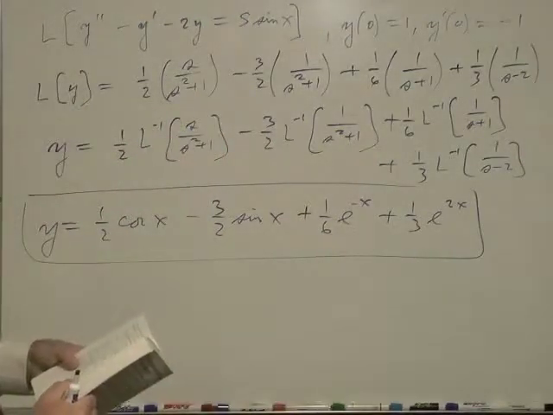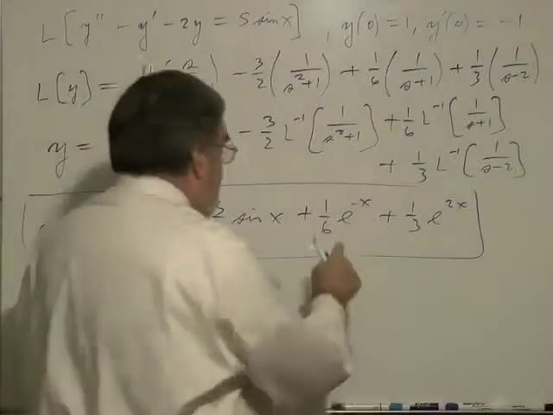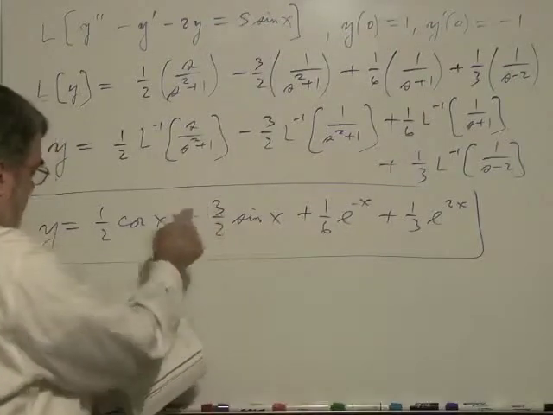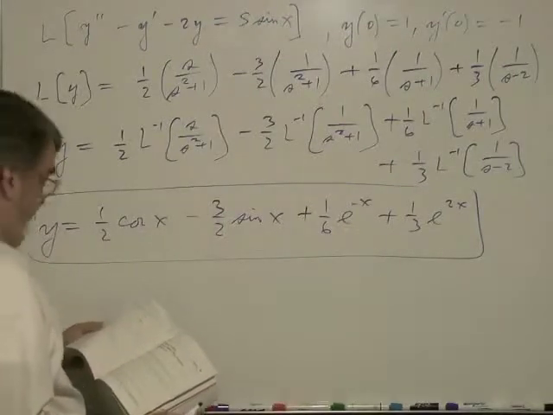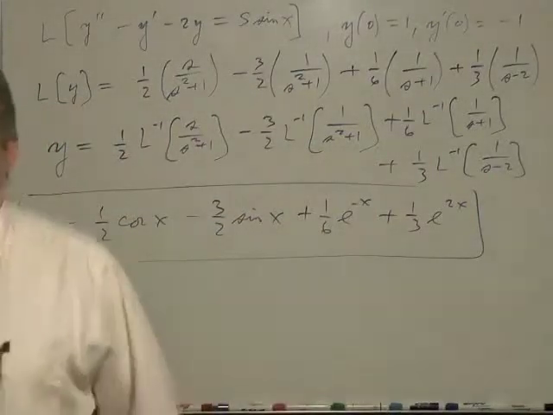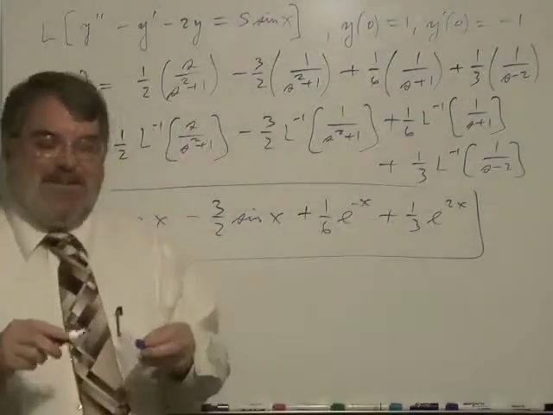Alright, 1/6 e to the minus x, okay, minus 3/2 sine x, and then plus 1/2 cosine x. So it looks like they have what I have written in reverse order, but it's the same answer. So that's a relief. That was kind of a big one.